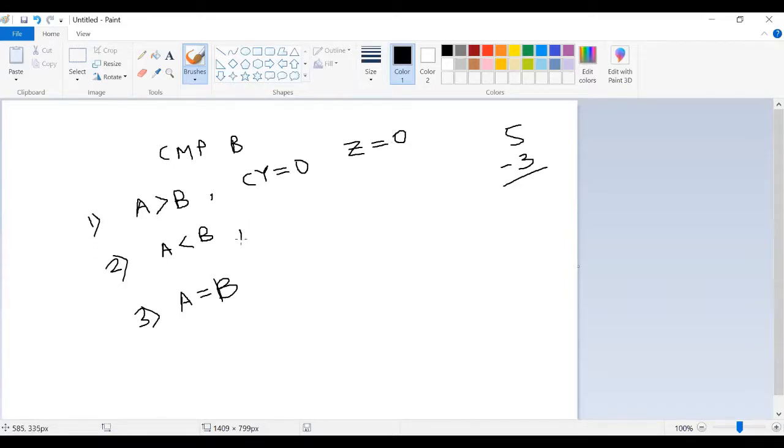Now according to the second condition, if A is less than B, just opposite to this, there will always be a carry, meaning borrow. If you do 3 minus 5, there will always be a borrow. Carry or borrow, these are the same: the term carry is used for addition, borrow is used for subtraction. But there will be no 0 result, so the zero flag will be 0.